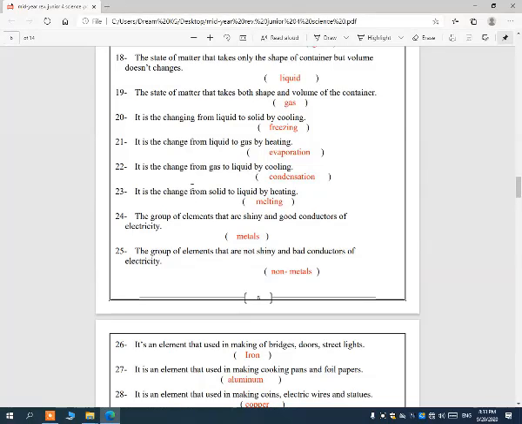22. Change from gas to liquid by cooling. From gas to liquid by cooling: condensation.